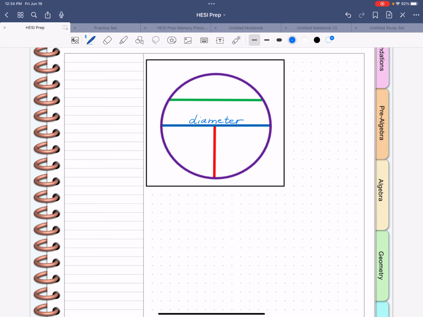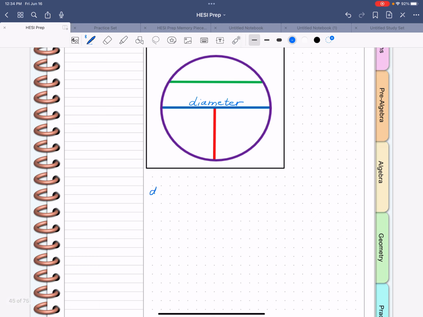So let's get the definition of diameter down here. Diameter is a straight line. It's not really a line. Let's say a straight segment that goes across a circle. And here's the key part: through the center.